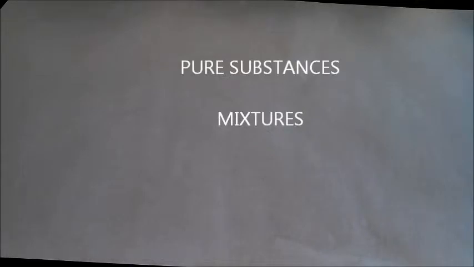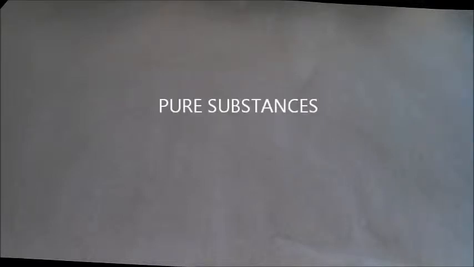This video is on matter and classifying matter. Matter can be classified into two main categories. One is pure substances, and the other is mixtures. Let's start with pure substances. The simplest substances are elements.